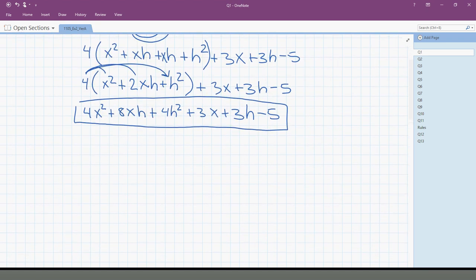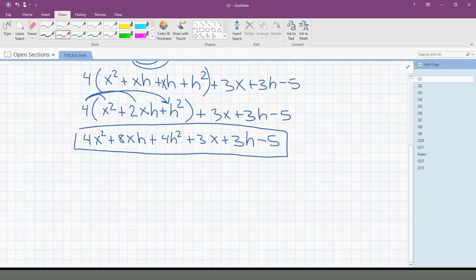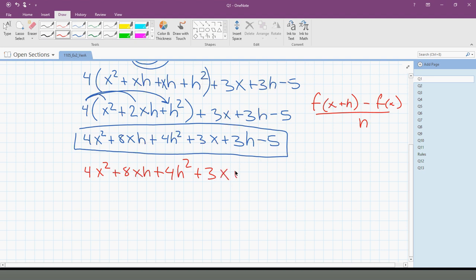Now we have to do, remember the formula? The difference quotient is f of x plus h minus f of x, divided by h. So what we did was this first part. Now we're going to subtract the original function. For that, we have to do the negative, and we have to open parentheses, and we write the original, which is 4x squared plus 3x minus 5.